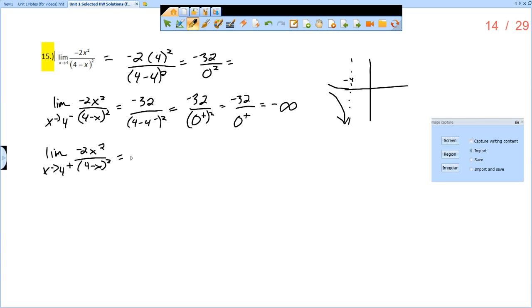Now, what about from the right? So now -32 in the numerator, and then we get 4 minus 4 from the right, squared. The numerator approaches -32. For 4 minus 4 from the right, obviously we approach 0. But now, a number to the right of 4, like 5: 4 minus 5 is negative, so we're approaching 0 from the negatives.